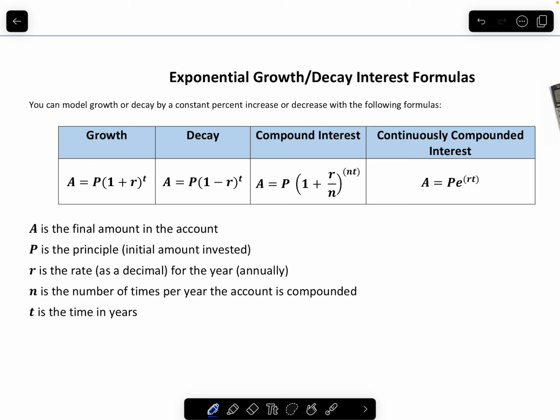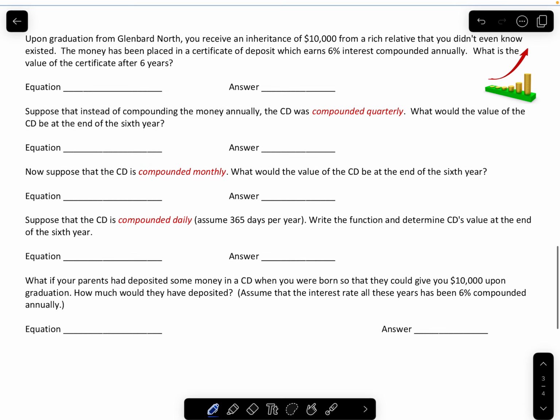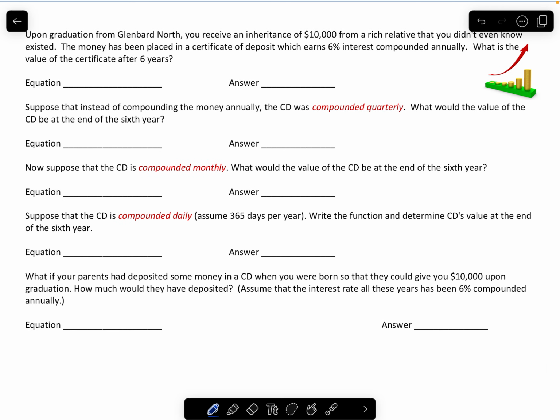All right, we will need a calculator for almost all these problems now and in the future. So if you need to get a calculator out right now, go ahead and pause the video and do that. Otherwise, we're going to move on to take a look at these 5 problems right here. It's the same problem, just that we're going to switch up how the interest is being compounded.